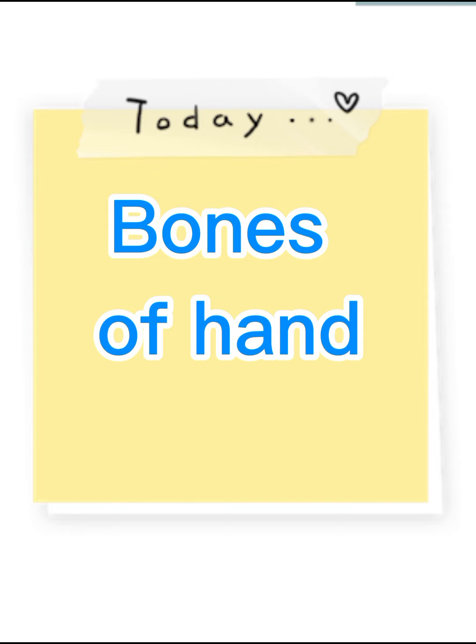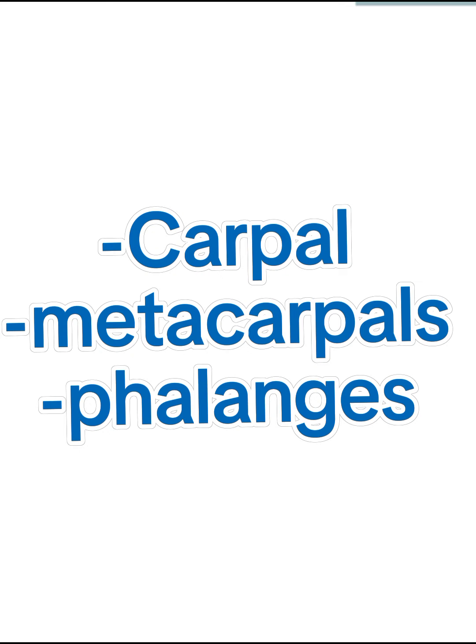Our last lecture was on the osteology of upper limb and we particularly discussed the bones humerus, radius and ulna. Today we will discuss the rest of the bones of upper limb that are carpal, metacarpal and phalanx.